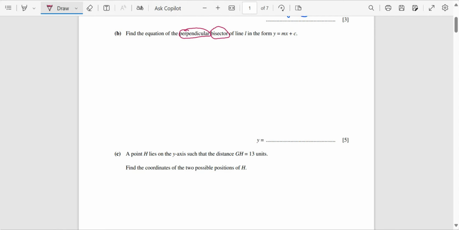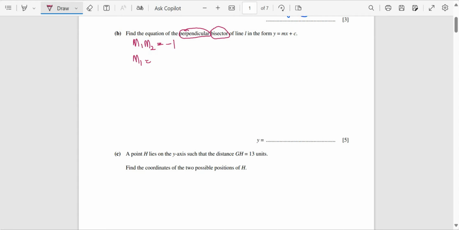So we need to ask ourselves, what is the condition for perpendicularity? When do we say that two lines are perpendicular? The condition for perpendicularity is m1 times m2 equals -1. What does that mean? It means that the product of the gradients must give -1. So we're going to have our gradient. We need to find m1.